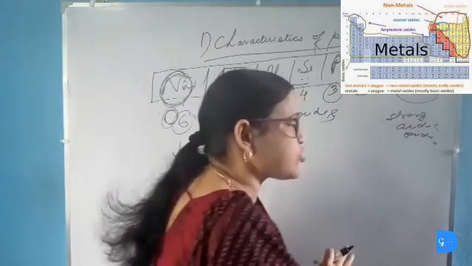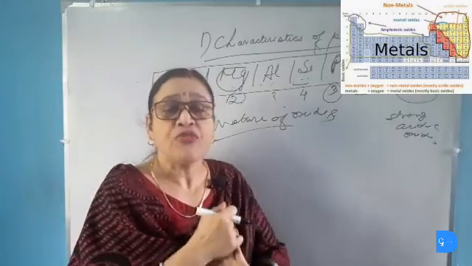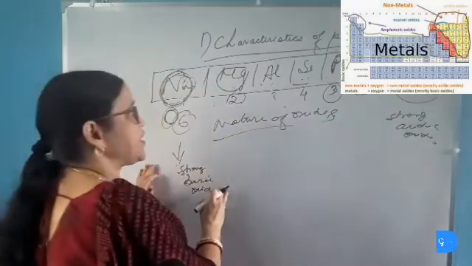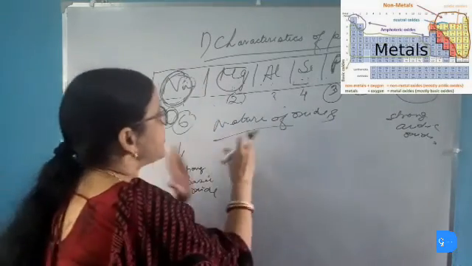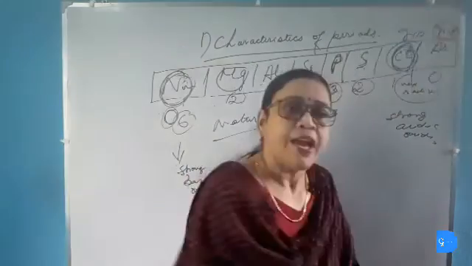Sulfur forms acidic oxide which is stronger than that of the phosphorus, and chlorine forms acidic oxide which is highly reactive. Thus we can say that in a period the nature of basic oxide decreases, whereas the nature of acidic oxide increases in a period.